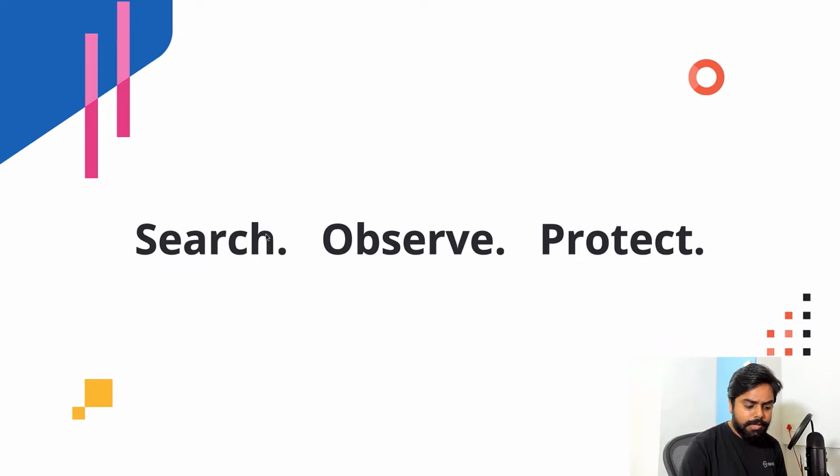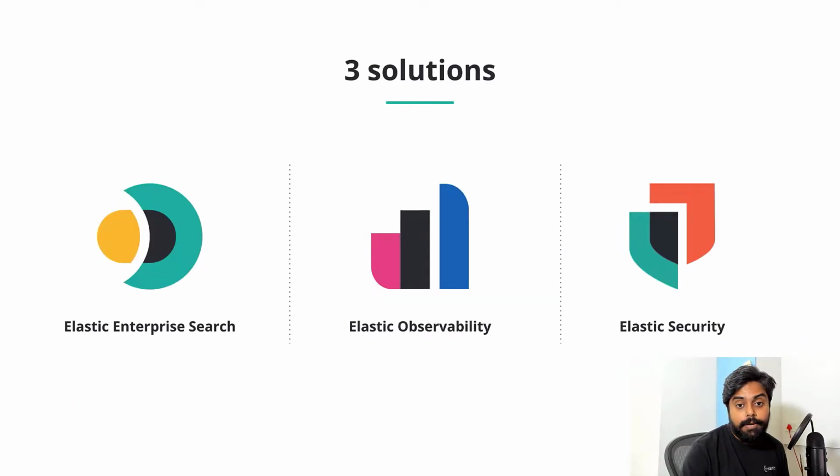The company or the stack does three specific things: search, observability, and protection. There are three solutions built on top of search: Elastic Enterprise Search, observability, which many of you might already be using or know very well, and security, which is slightly new but mostly adopted by the community, and many people are very excited about what we are doing here.